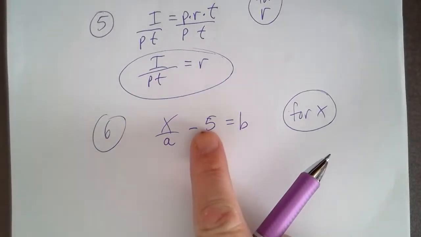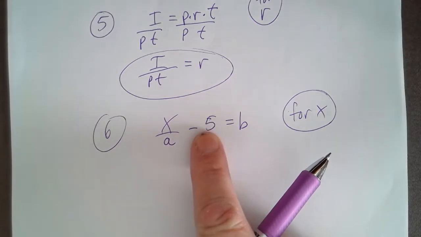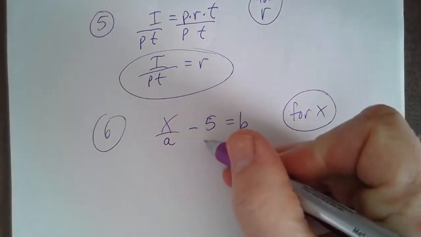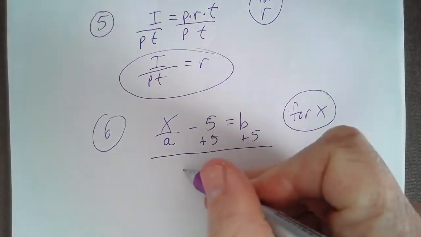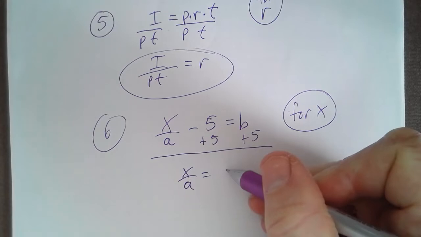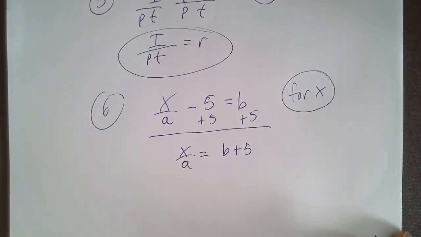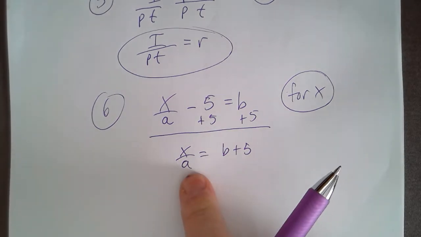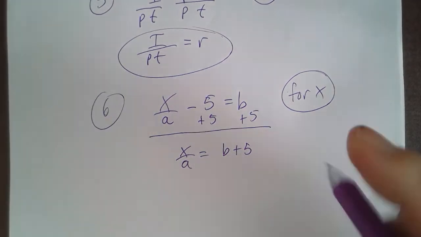That's right, we're going to get rid of this. When you solve an equation, you kind of do the order of operations backwards. So we're going to take care of the subtraction first. So we're going to add that over. So X divided by A is equal to B plus 5. And then you want to think about this as a binomial.